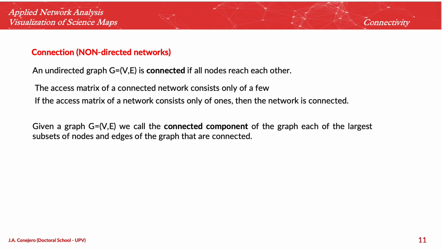So the thing is that in the case that we have an undirected graph, right, we are going to say that it's connected if all the nodes reach each other, right? So in this case, the accessibility matrix will consist only of ones, right? And again, if the accessibility matrix is filled up with ones, we can say that the graph is connected. If it's not the case, we can speak about the largest subsets which are connected, which are the connected components of the graph, right?